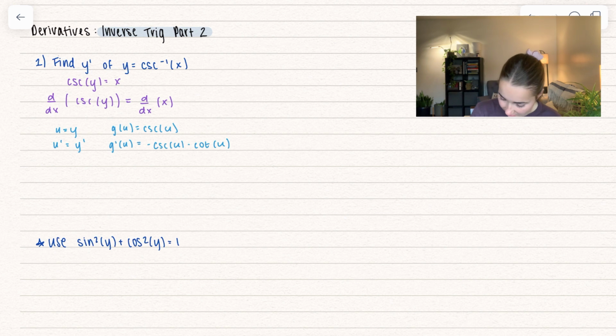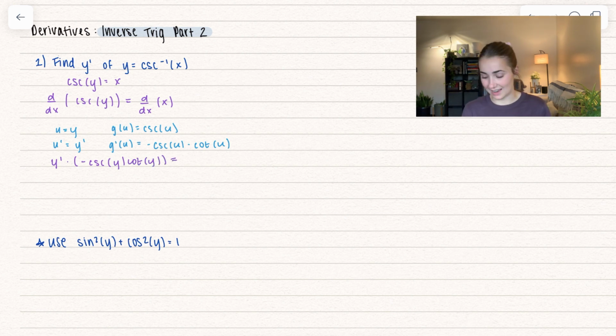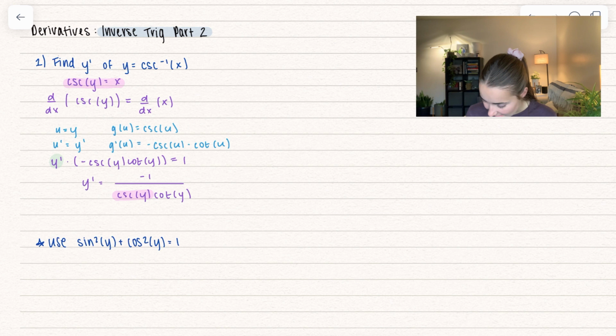So when I plug all of this in, I get y prime times negative cosecant, but instead of u, I'm going to plug that back in. So I get cosecant of y times cotangent of y. And now let's go ahead and take the derivative of the right-hand side. So we can take the derivative of x in terms of x, right? And we get a value of 1. So remember, what we're trying to solve for here is y prime. So I'm going to divide over that negative cosecant times cotangent. So here we can actually plug something else in, and that's what x is equal to. So x right here is equal to cosecant of y, and we can replace that in our derivative.